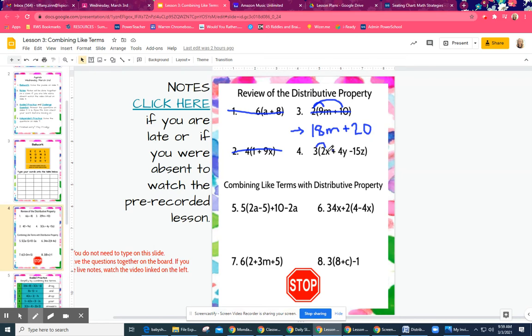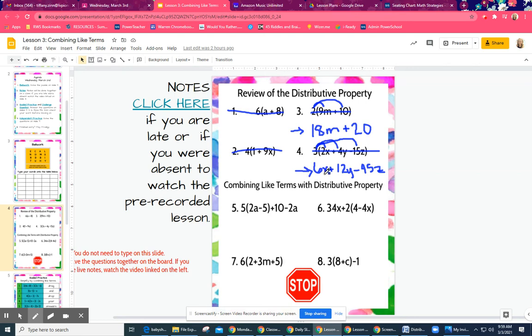On number 4, first you got to start with 3 times 2x, which is 6x. Keep the plus sign. 3 times 4y would be 12y. Keep the minus sign. And then 3 times 15z would be 45z. So again, this has condensed into this.